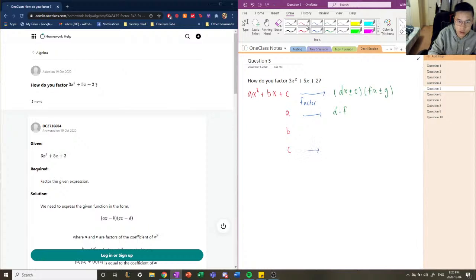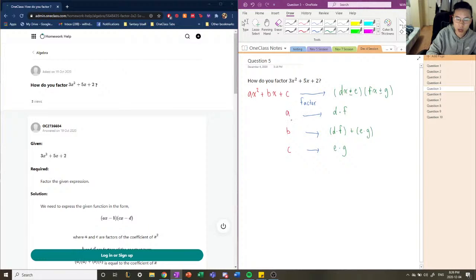C is equal to E times G, and B is equal to the sum of these two products. So D times F plus E times G. Okay, so this is basically the cross multiplication rule, or this is how I like to describe it. And this is a more general format of how to describe it.